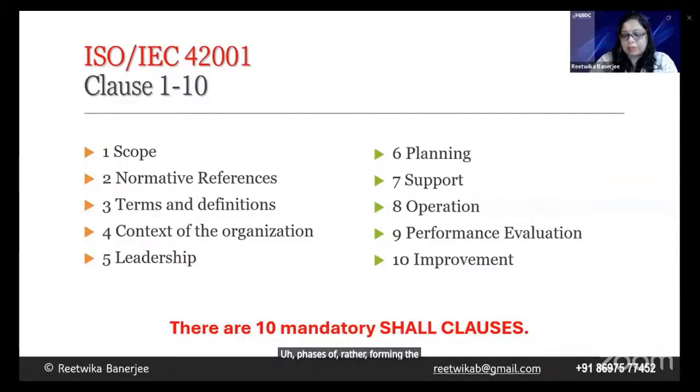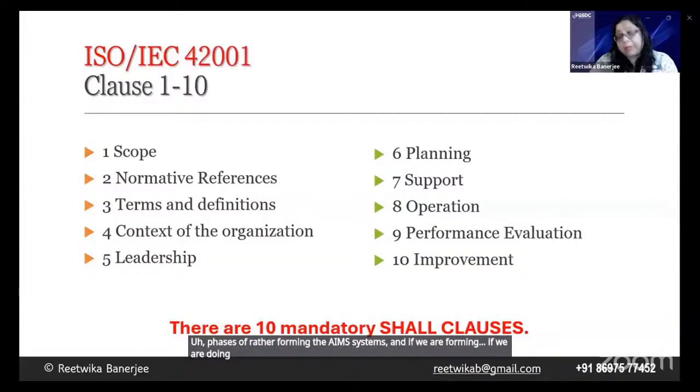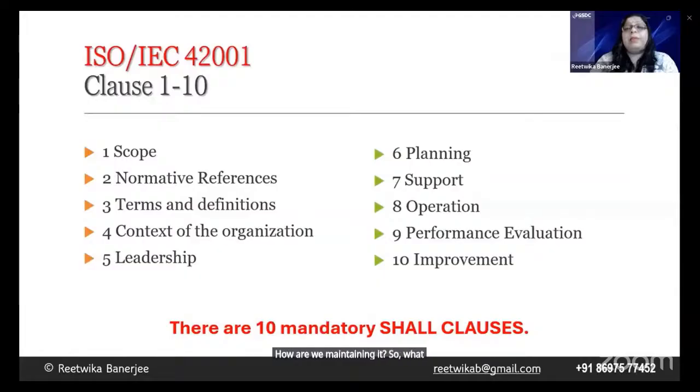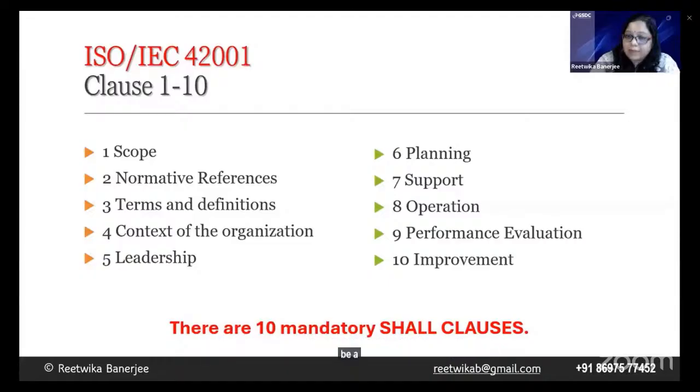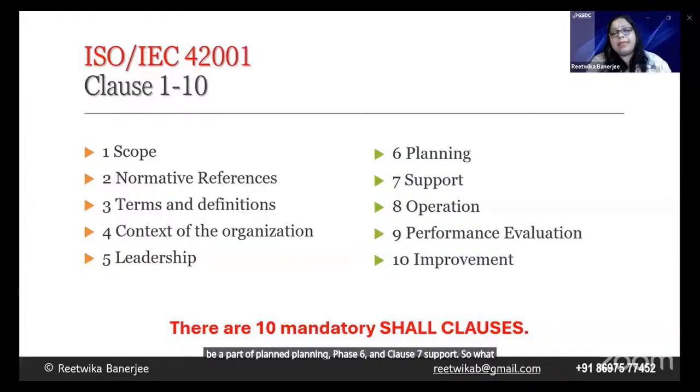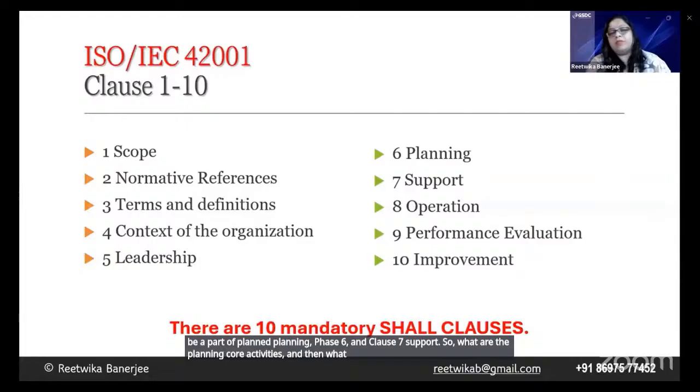And if we are doing it as a next step, we have already built our AIMS and primary setup, how are we maintaining it? So what is the plan going ahead? All the planning activities, strategization, team efforts, the resources, and everything will be a part of the planning phase, clause 6 and clause 7 support. So what are the planning core activities, and then what are the supports we require in terms of resources and other things to strategize or to implement those plans.